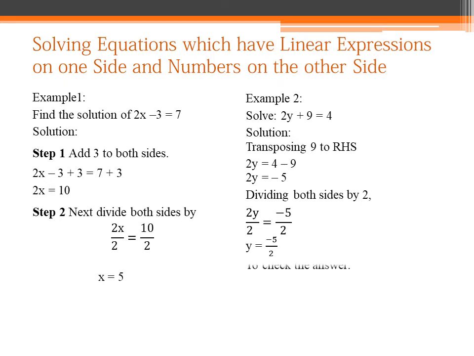You can check your answer. Is it correct or wrong? For that, substitute the value of this variable in LHS and RHS. Here LHS, while we are substituting, what comes here? 2 into negative 5 by 2 plus 9. Okay, it becomes 2 and 2 can be cancelled and the remaining factor is negative 5 only. Negative 5 plus 9. What is negative 5 plus 9? Is equal to positive 4. Yes, RHS also positive 4. Yes, our answer is correct. The solution of this equation is negative 5 by 2.